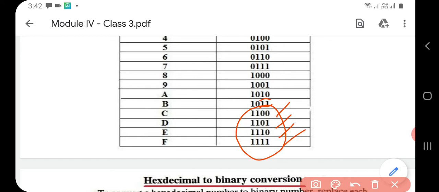So if you study this table, this is not there in your textbook. If you study this, don't try to learn it by heart, just apply the trick that I have said, then it will be very easy for you to convert.